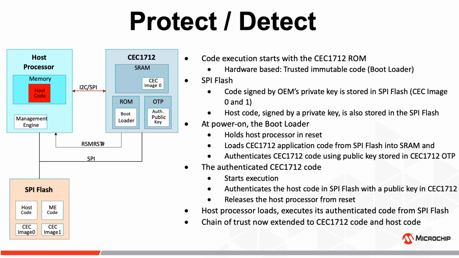Now, through this process, we actually talked about 3 particular steps where we have done the verification of the authenticity and the integrity of the system. So essentially what we've done is we have now created a chain of trust. We start the chain of trust with the CEC 1712 and then use that to extend it to the management engine code and the host code that's in the system. And that is how we protect, detect, and recover.